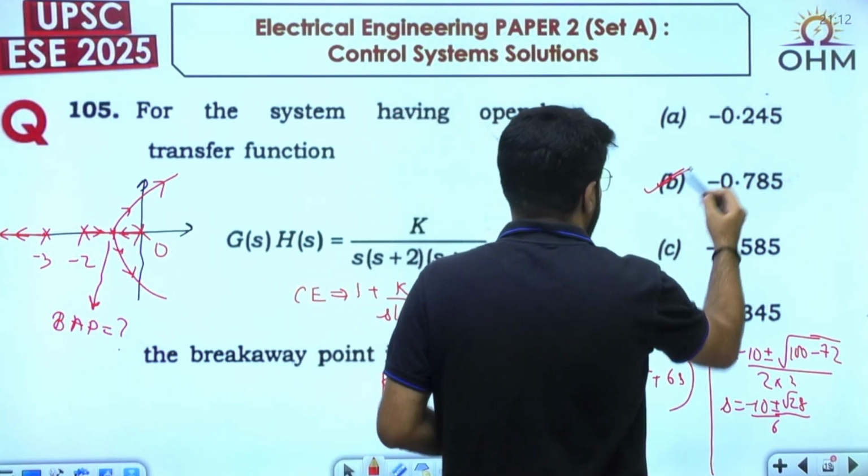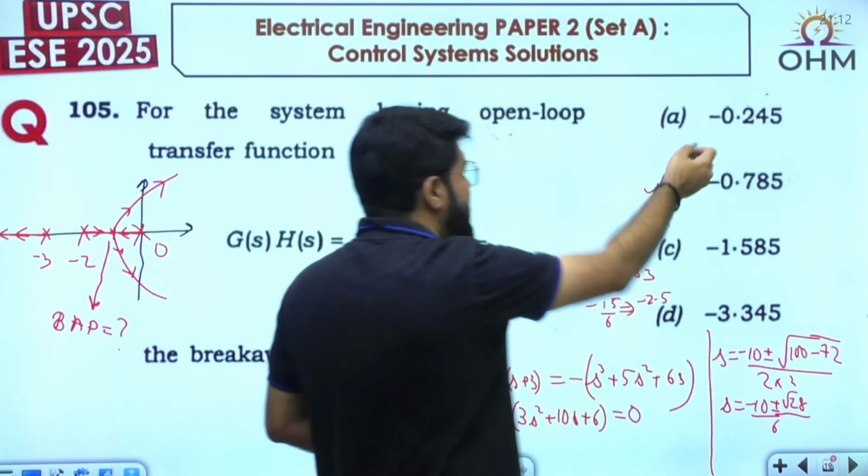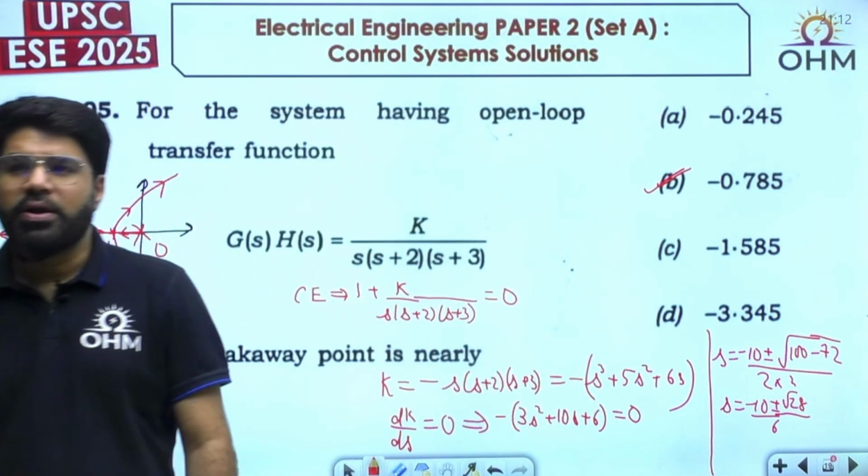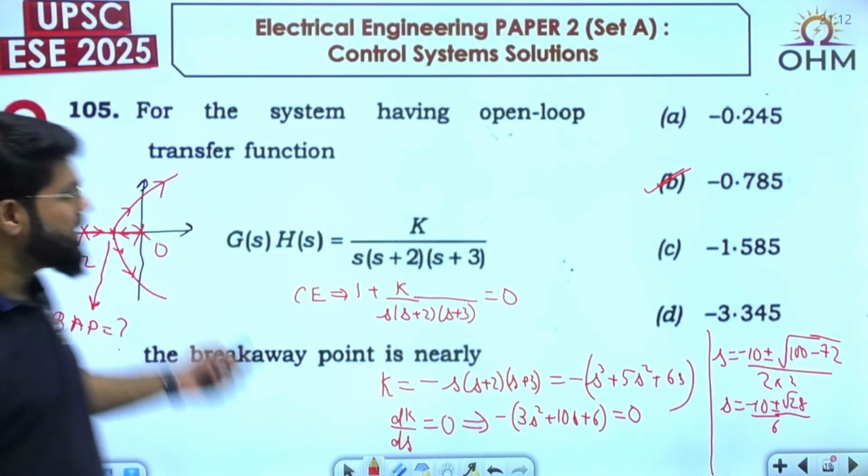So then option number B. Okay, 0.83, closer one is 0.785. Okay, so option number B. Option number B is going to match. Correct? Option number B. Next question then.